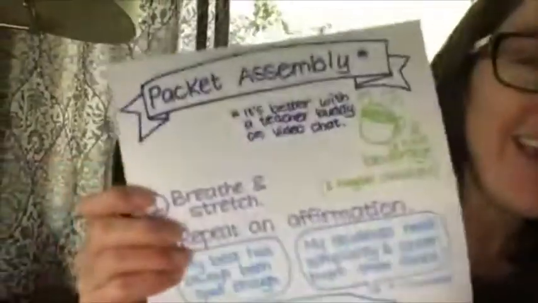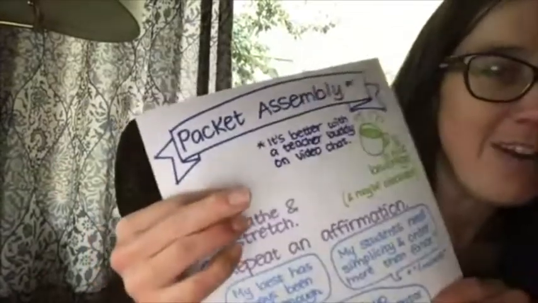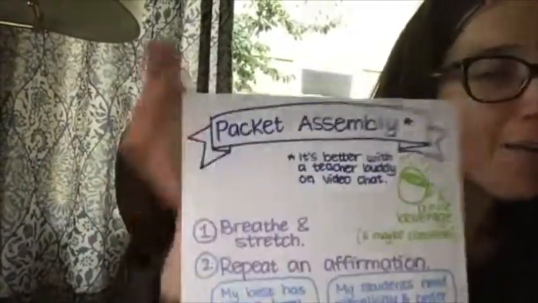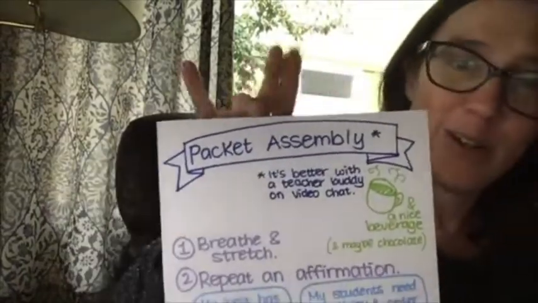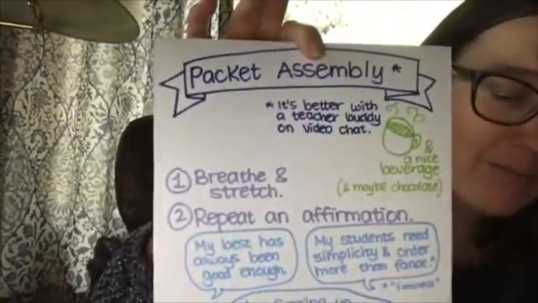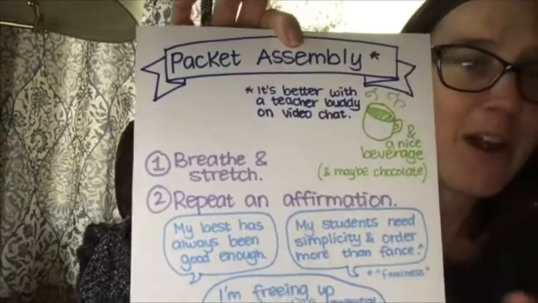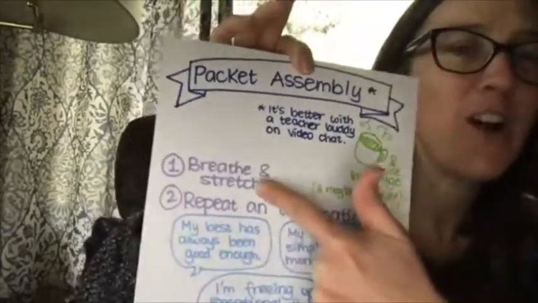Or, I don't know, maybe you're one of those Twitter teachers. You like to keep your collaboration to less than 140 characters, because you've got things to do. But I really think it is probably best if you get on a video with another teacher and try to find somebody who is similar to you in language and level, like elementary or whatever. First, you need to breathe and stretch, okay?